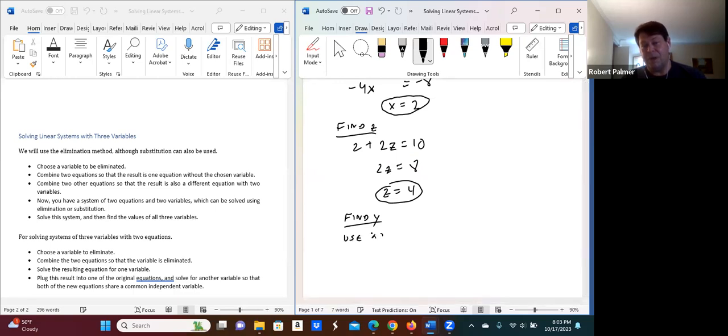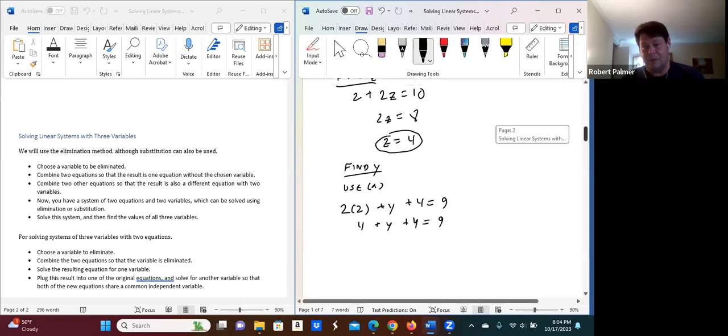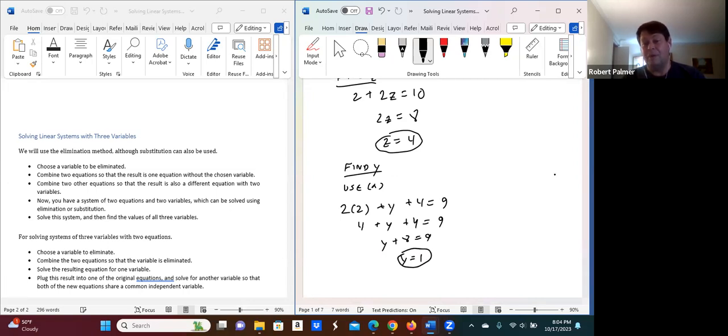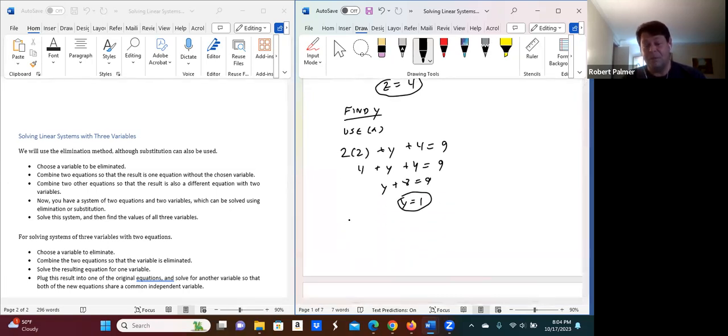So use equation A, and then 2x, and x is 2, so 4, plus y plus z is 4, is equal to 9. Of course, that's going to be 4 plus y plus 4 is equal to 9. And of course, we have y plus 8 is equal to 9. And so subtract 8 on both sides, y is equal to 1. Okay, so our solution, so this is a consistent system, because we have one solution.